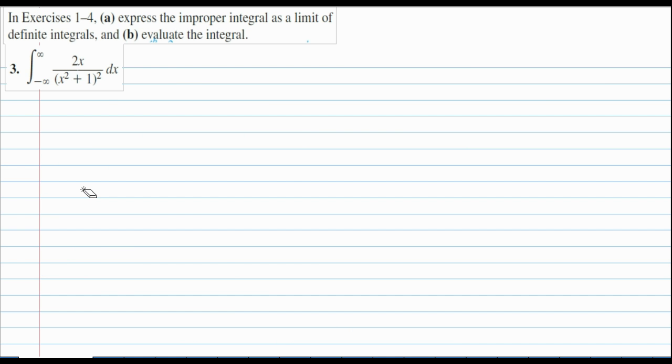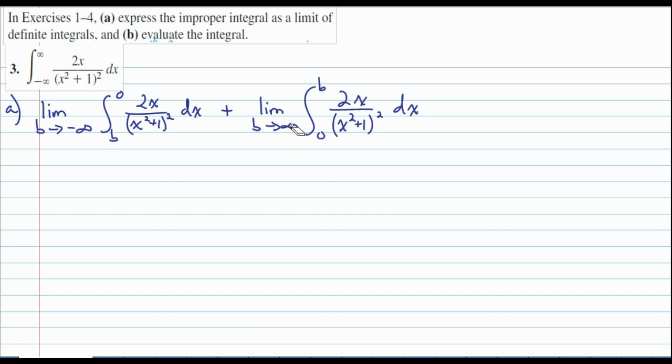Now try problem number 3. Part A says express the improper integral as a limit of definite integrals, and part B says evaluate the integral. So again, we have this antiderivative from negative infinity to infinity of what looks like a rational function. Now, since both our limits of integration are infinite, we need to split up the integral into the limit as b approaches negative infinity of the antiderivative from b to 0. I chose to split it at 0 just because 0 is easy to plug in. And then plus the limit as b approaches infinity of the antiderivative from 0 to b of the integrand.